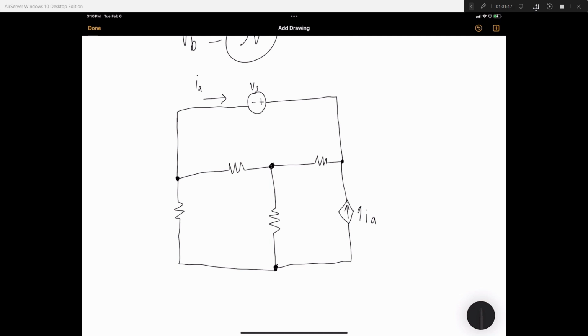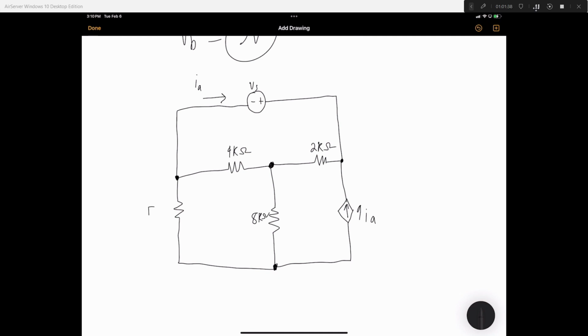Alright, let me see what I got going on here. Okay, let me finish all these. We got kilo ohms here. 2 kilo ohms here. 8 kilo ohms. 5 kilo ohms. Alright. So we're given a current controlled voltage source. I sub A is the current up here.